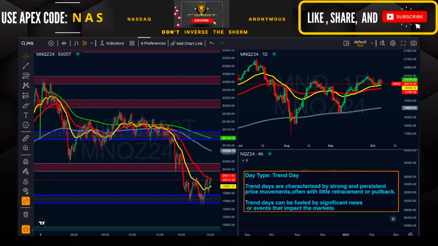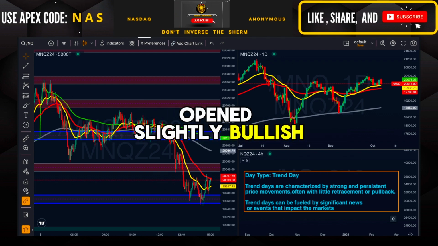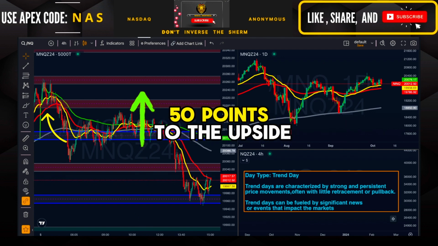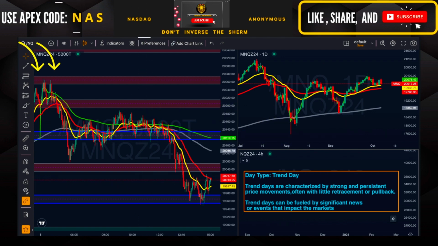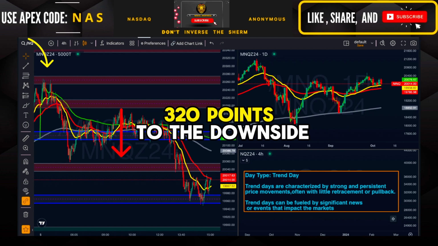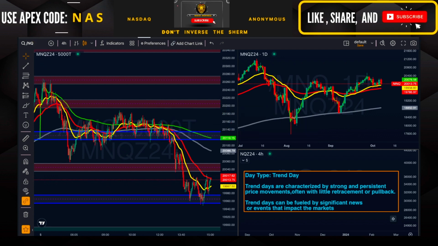During the overnight session, the Nasdaq opened slightly bullish and traded 50 points to the upside into a previous area of resistance. However, once the bulls failed to rotate price higher, the bears stepped in and price sold 320 points to the downside going into the close of the session. And based on this price action, here's what I'm going to be looking for.